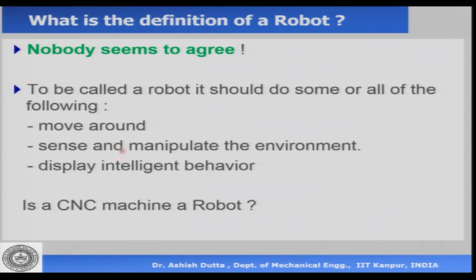So by these three definitions, by these three points, we can classify a system into a robot or not a robot. Say for example, a CNC machine is a machine tool, it's not a robot. For the simple reason that a CNC machine does not move around, it does not sense and manipulate the environment, and it does not display any kind of intelligent behavior. So whenever somebody says this is a robot or that is a robot, we can very easily check whether it satisfies any of these, and then decide whether it's a robot or not.